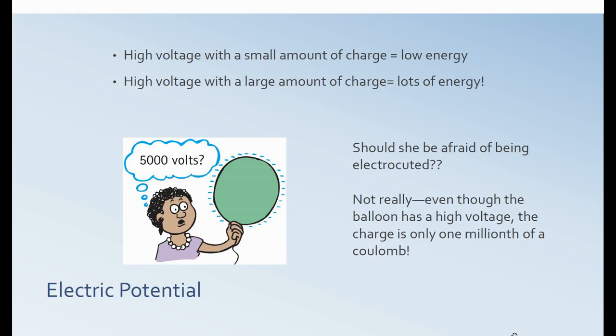We can have a high voltage with a small amount of charge, which is going to give us some low energy, or we can have high voltage with a large amount of charge, which is lots of energy. So our lady here is holding a balloon, and maybe she charged it like we talked about earlier in the presentation by rubbing it on her hair or whatever. And these balloons can easily have 5,000 volts of electrical potential. Should she be afraid of being electrocuted? Well, not really, because even though the balloon has a high voltage, the charge in this balloon when we charge it is typically only a millionth of a coulomb. So there's not a whole lot of energy there to be moved from one place to the other.